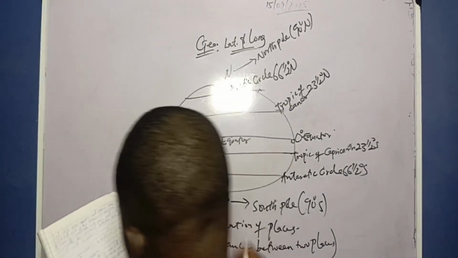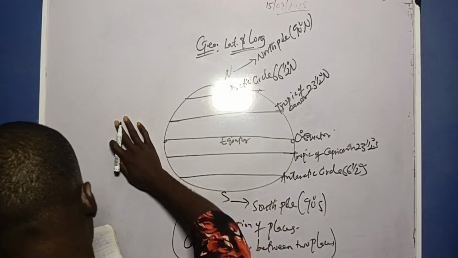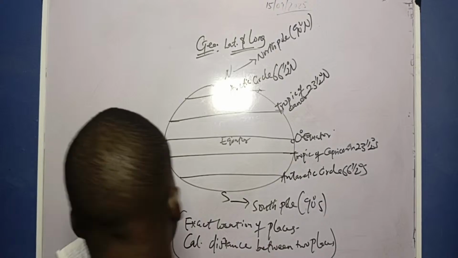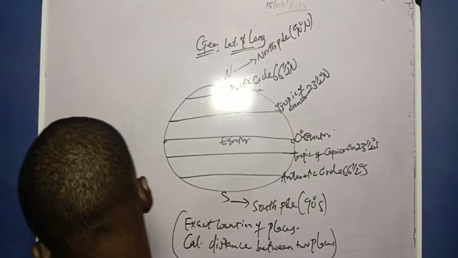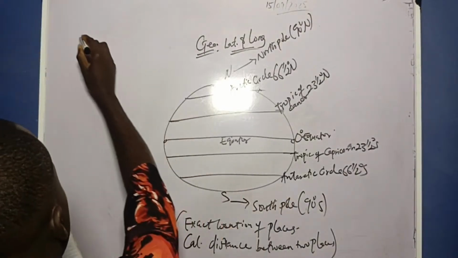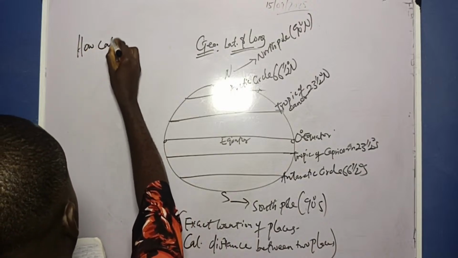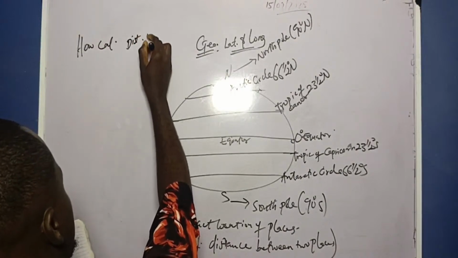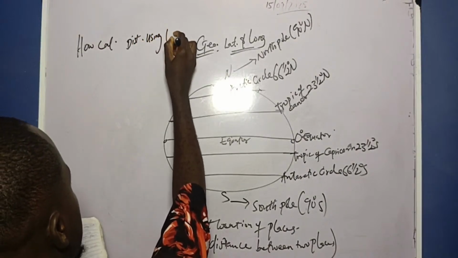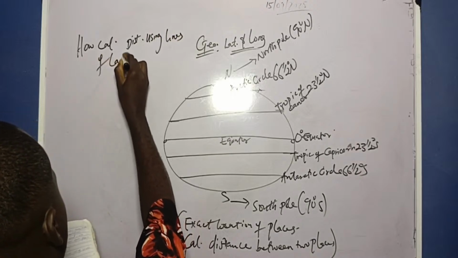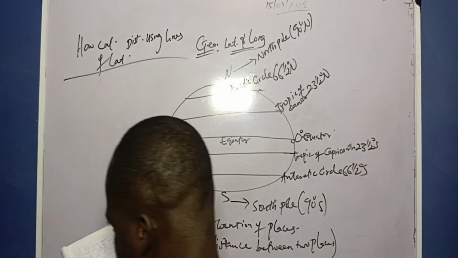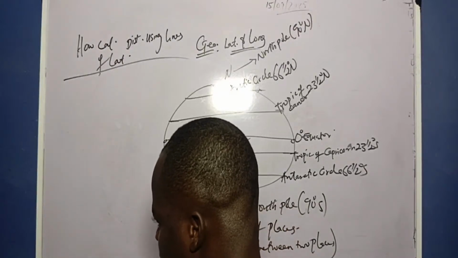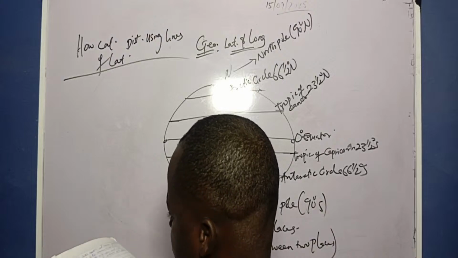So now, how do we calculate distance using lines of latitude? How do you go about calculating the distance between two places using the lines of latitude?